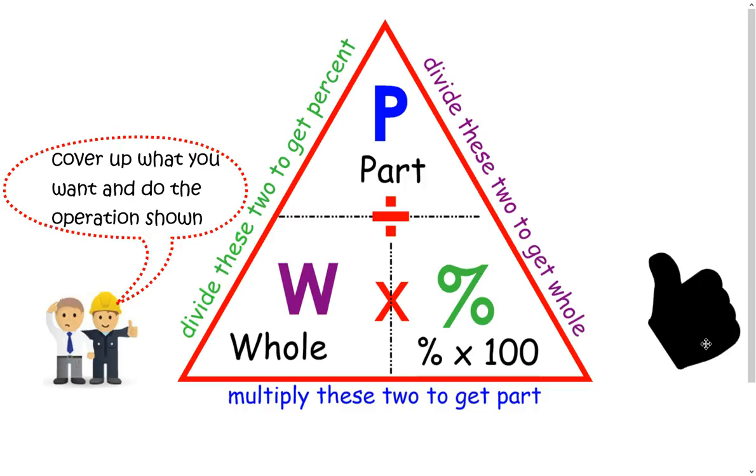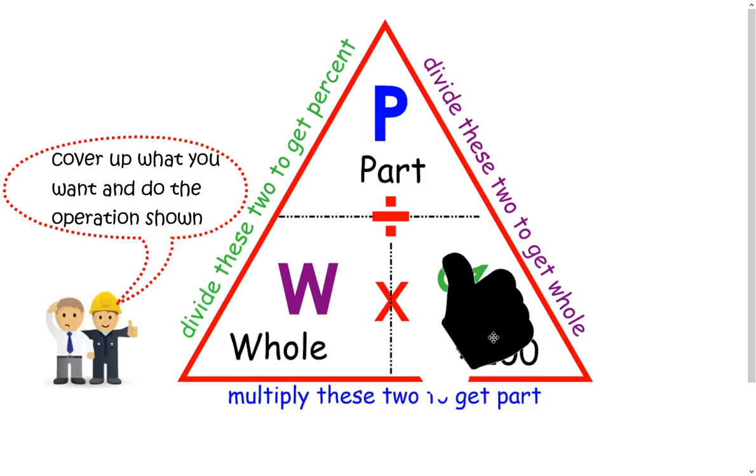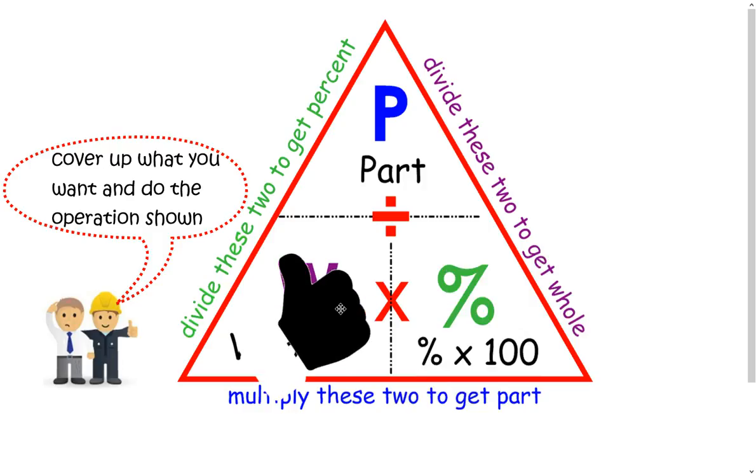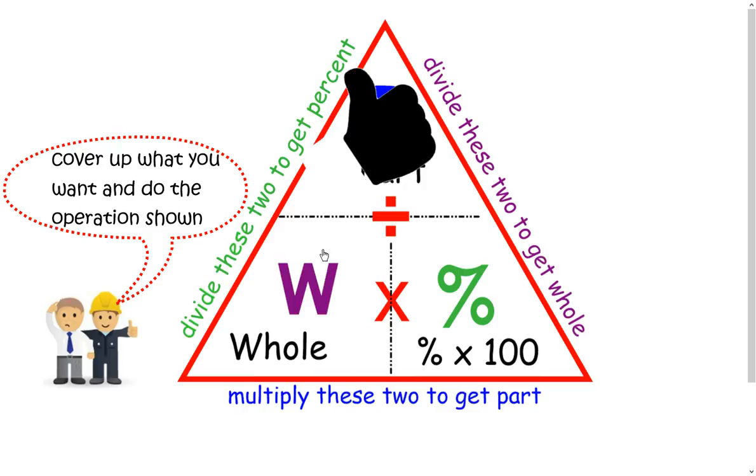For example, if I want to find the percentage, I'm going to cover it up with my thumb, and then I'm going to see that I take the part and divide by the whole. So divide these two to get the percent. Or if I want to find the whole, I'm going to take the part and divide by the percentage, divide those two to get the whole. Or if I want to find the part, I'm going to take the whole and multiply it by the percentage to get the part. So you're going to cover up what you want to get to the operation to get the answer.